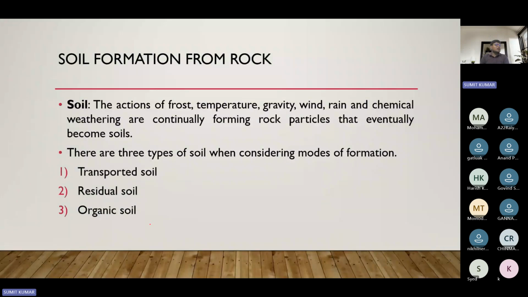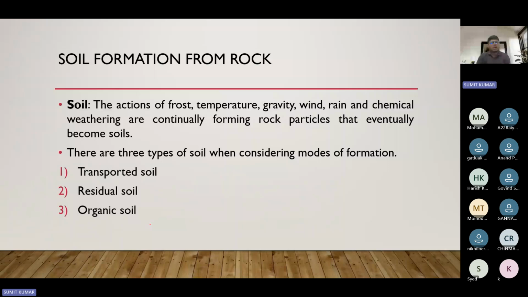Now we come to soil formation from rock. Right now we have read the three types of rocks which we have with us, that is the igneous, metamorphic, and sedimentary rocks. Now we will see the formation, the agents which bring these from one place to another to get formed in the way they look, right?